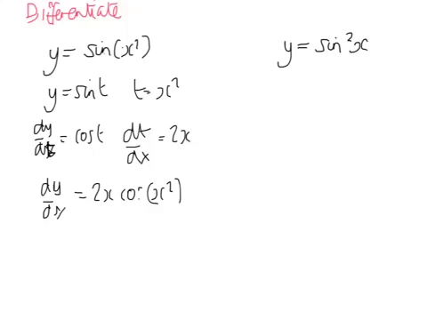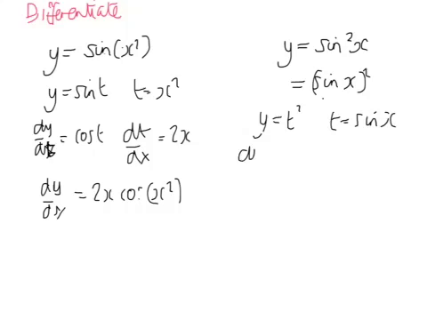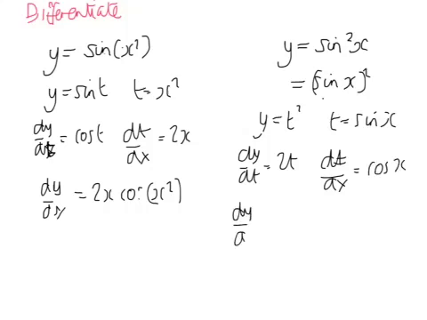Second one, what sine squared x means is sine of x all squared. So this time we've got y equals t squared, where t is sine x. So it's not really harder, it's just that you've got to realise that's what sine squared x means. So dy by dt is 2t, and dt by dx is cos x. Combining the two to give us dy by dx, we've got 2t, and t is sine x, so 2 sine x cos x. And once you've learnt your double angle formulae, you'll know that that is sine of 2x.